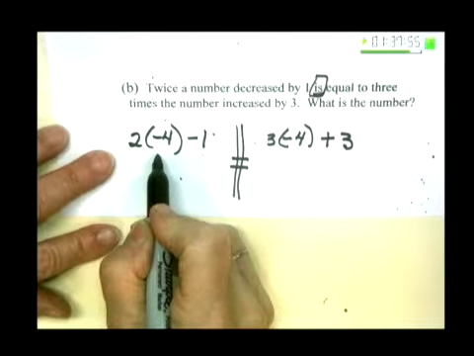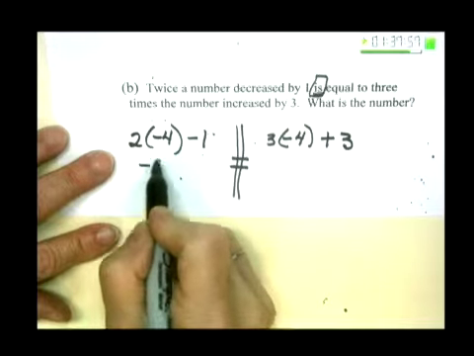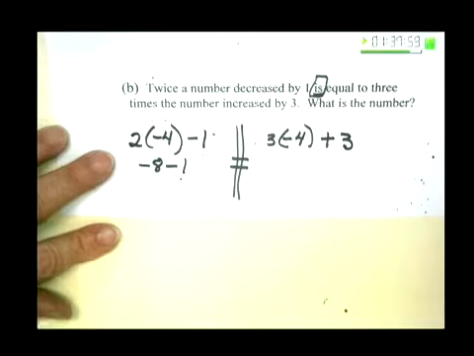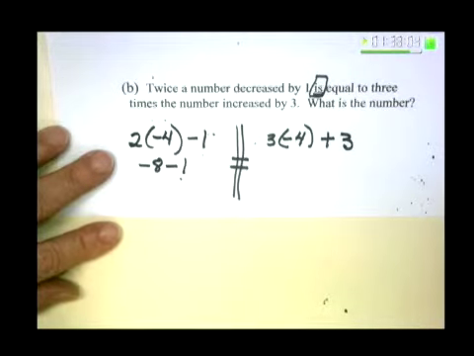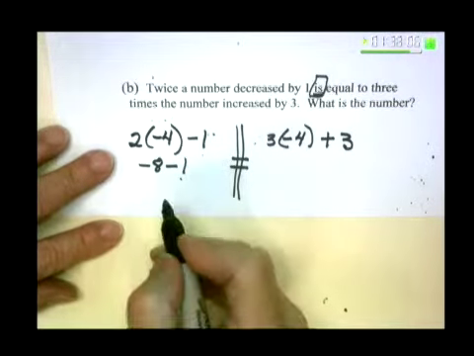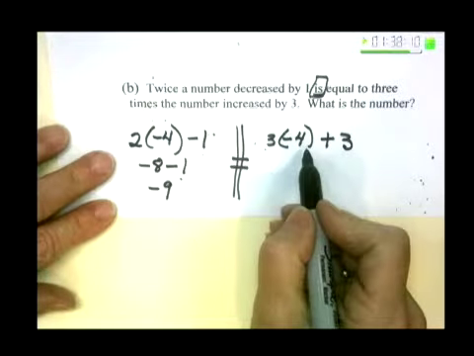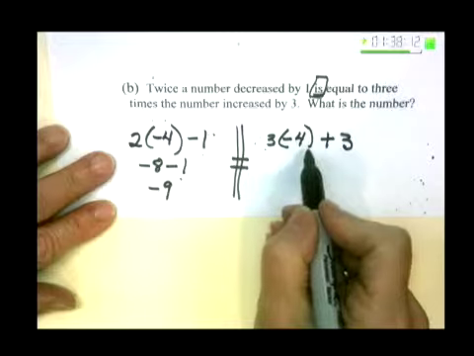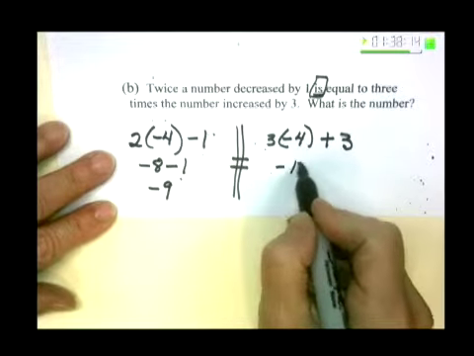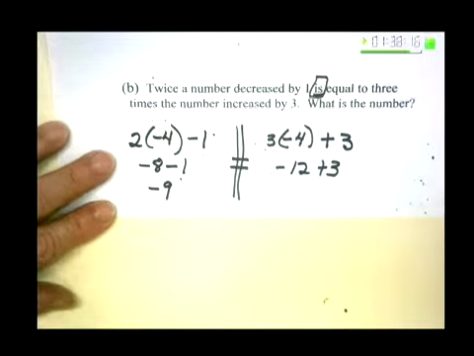Well, 2 times a negative 4, positive times a negative is a negative, so that's a negative 8. Subtract 1. And again, a negative 8 and a negative 1 gives me a negative 9. Okay? 3 times a negative 4, positive times negative is negative. I get a negative 12 plus 3.